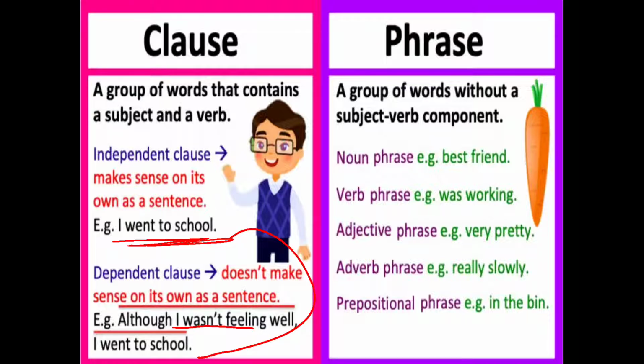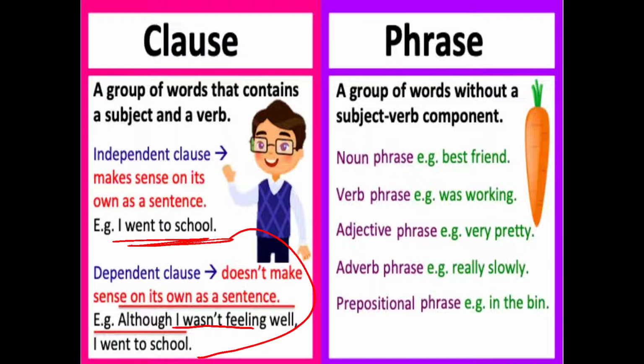So this part of the sentence, "I was not feeling well," is the subordinate clause. This dependent clause works as the subordinate clause in the sentence. And the second part of the sentence, which is after the comma, works as the main clause, "I went to school," because this part has its own meaning. I hope this is clear to you.